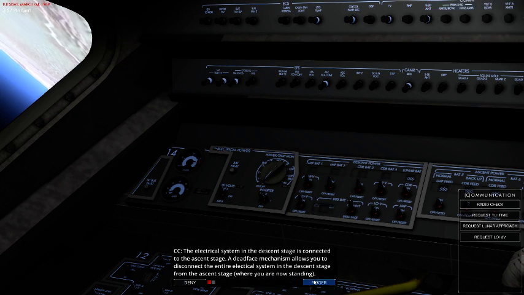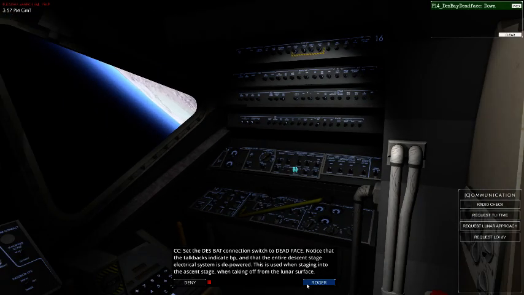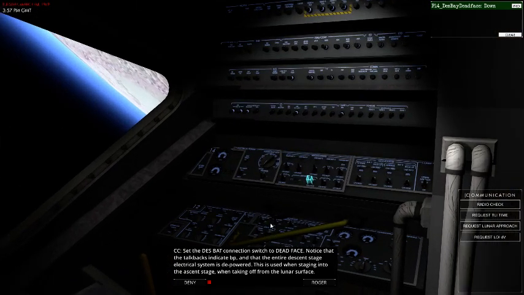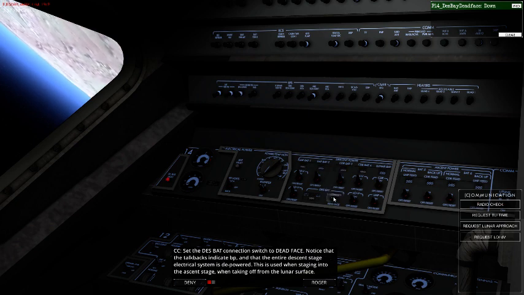So the electrical system in the descent stage is connected to the ascent stage. A dead face mechanism allows you to disconnect the entire electrical system in the descent stage from the ascent stage, where I am now standing. So set the DES battery connection switch to dead face. Notice that the talkbacks indicate BP and that the entire descent stage electrical system is depowered. This is used when staging into the ascent stage when taking off from the lunar surface.